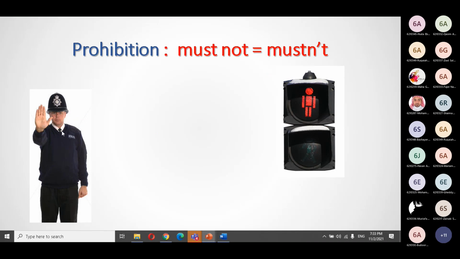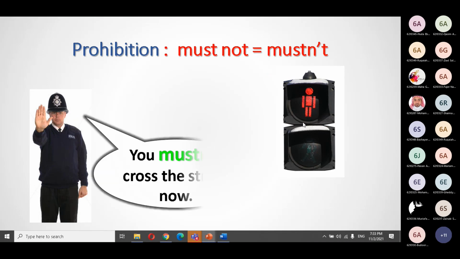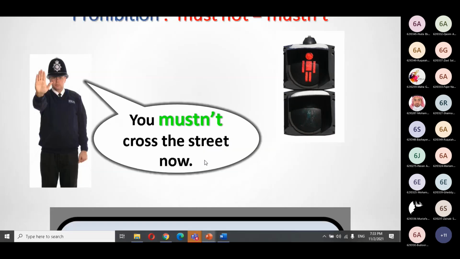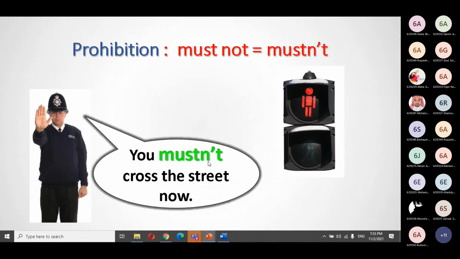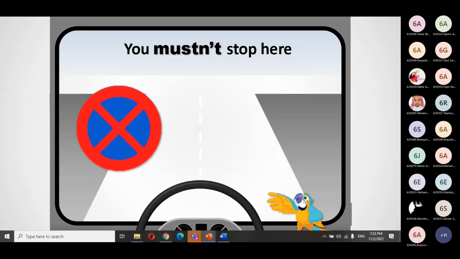But look at this. Look at this traffic policeman and look here. Okay, can you pass the road? No, you cannot pass the road. So here, what does he say? He says, you mustn't cross the street now. You mustn't. So it is necessary not to do. It is necessary not to cross the street now. When you have this sign, it means you mustn't stop here on the road. You mustn't. So it is necessary not to do.